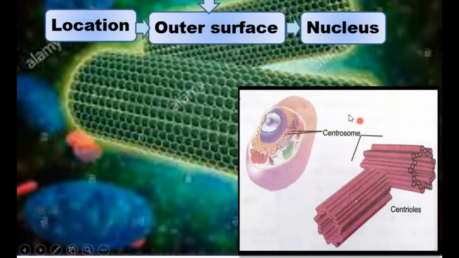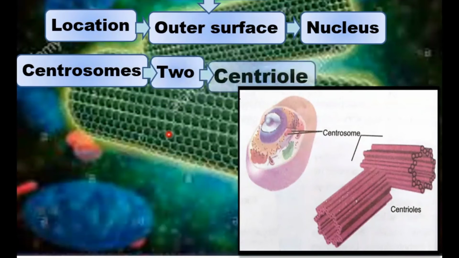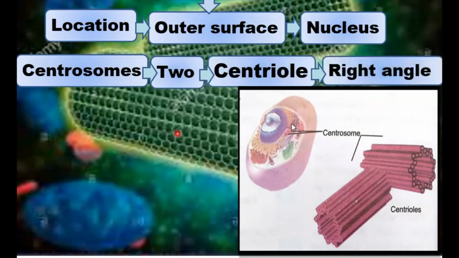Now let's discuss the centrosome. What is a centrosome? When two centrioles are located at a right angle to each other, they collectively form the centrosome. For example, you can see here the two centrioles, the first centriole and the second centriole. And these two centrioles are located at a right angle to each other, meaning that they are present perpendicular to each other. So when they are present perpendicular to each other, they are collectively known as the centrosome.